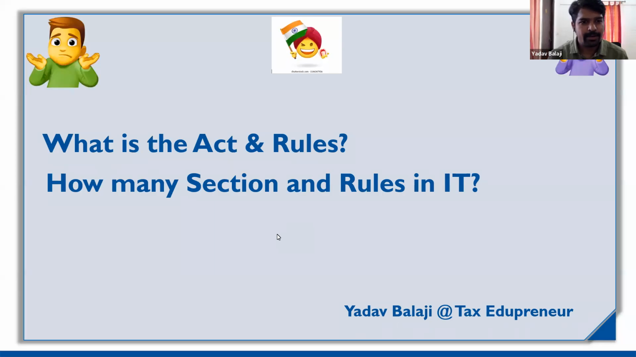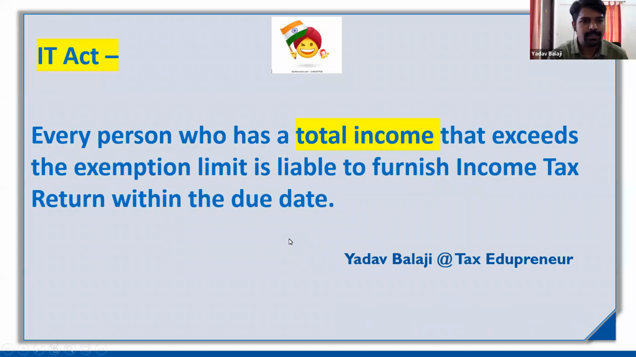Yeah. So what is an Act and a rule, and how many sections and rules are available in it? So Act is nothing but it will tell you what to do. Means every person whose total income exceeds the slab rate limit has to deduct the TDS and has to file his income tax return within the due date.